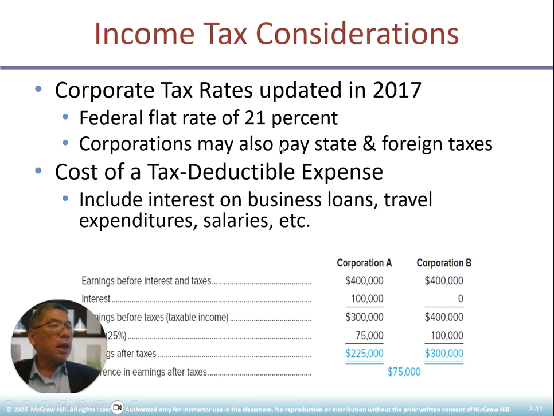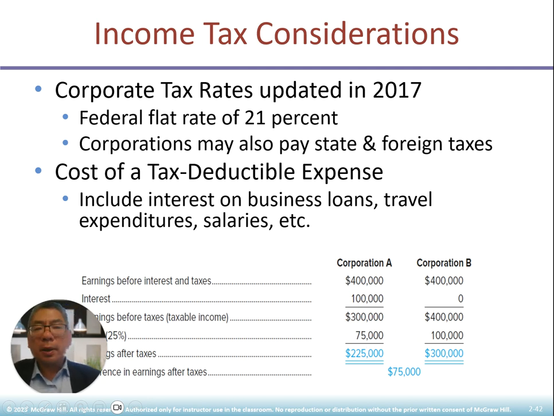Example here, income tax consideration, Corporation A and Corporation B. Tax-deductible expenses include interest on business loans, travel expenses and salary. So you got a comparison of the two. Corporation A is 225,000. Corporation B is 300,000. The difference is 75,000 here. This is a comparison between the two. After tax, the difference between earnings is about 75,000. Corporation B is higher, Corporation A is lower because of the tax issue.